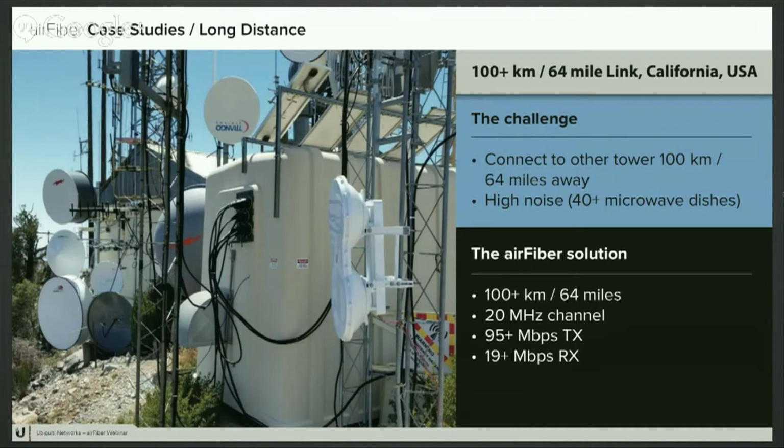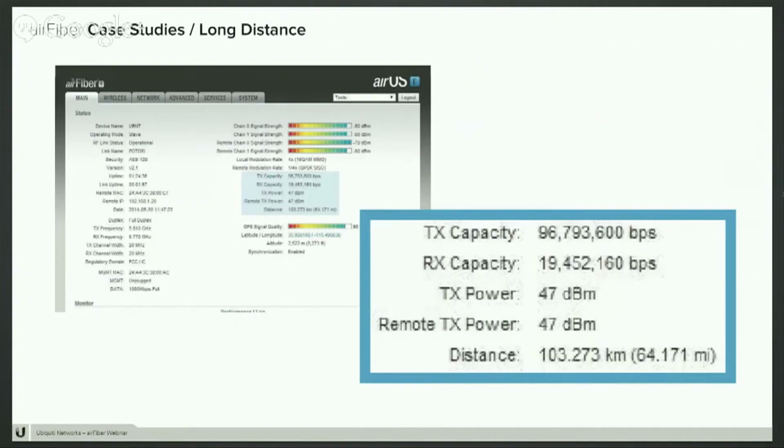they were able to reach the other tower location. They achieved it with 20 megahertz of channel, and they were able to get just under 100 megabits per second for the transfer and just under 20 megabits per second for the receive. Here's their control panel. And as you can see, the distance actually achieved was 103 kilometers. Absolutely amazing.